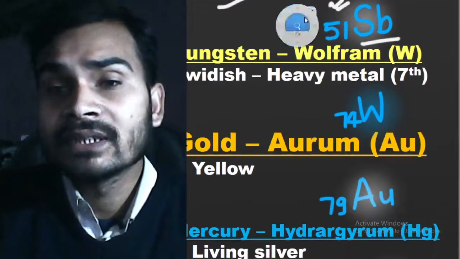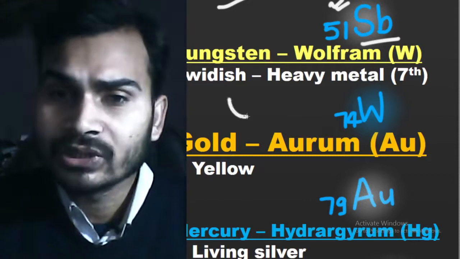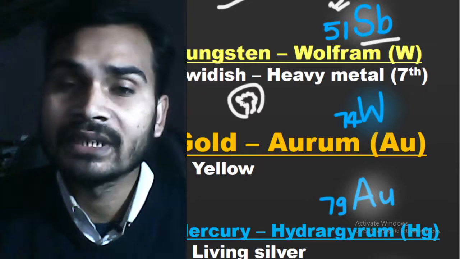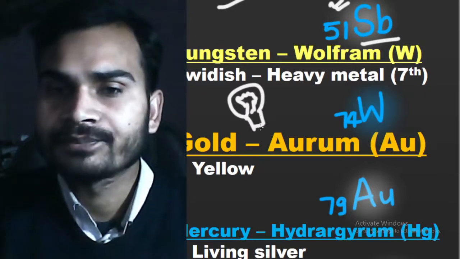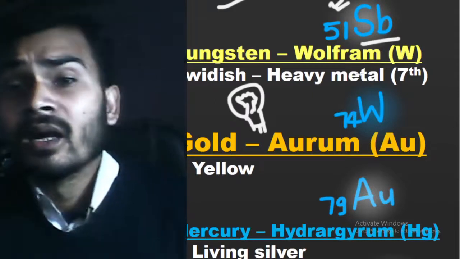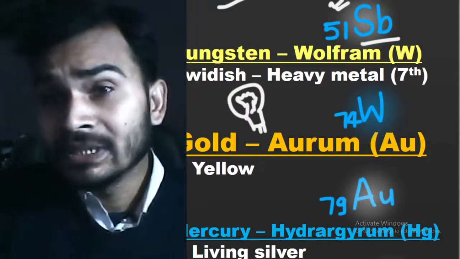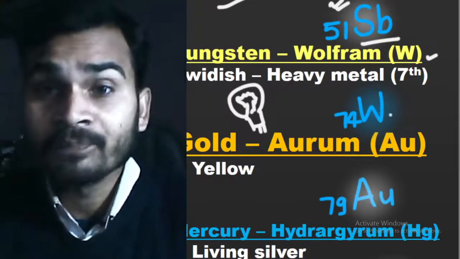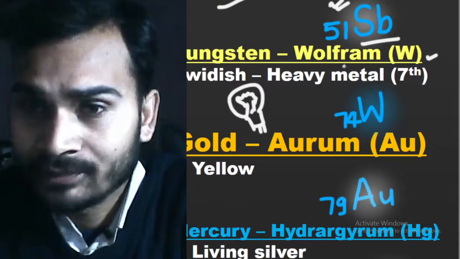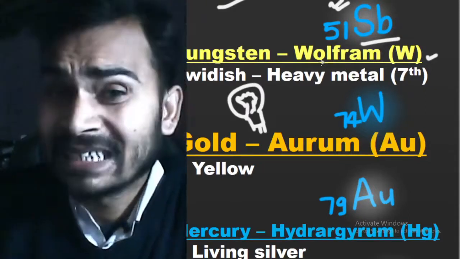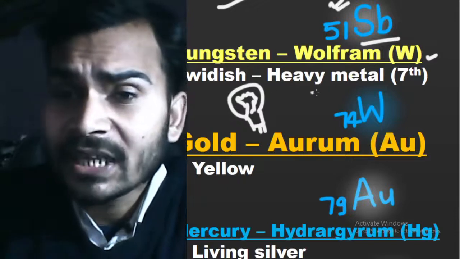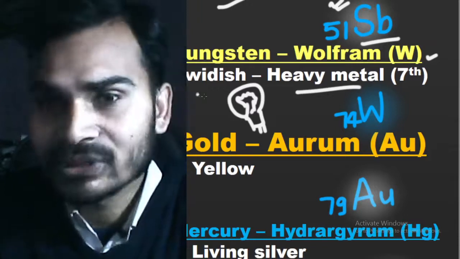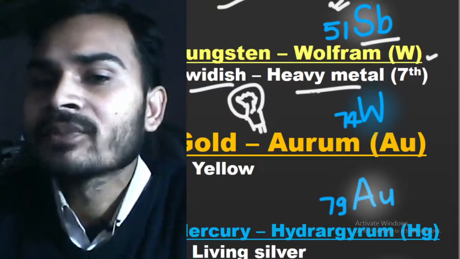The next one is tungsten. Tungsten is basically used in electric bulb filaments. So if you are asked which element is in an electric bulb filament, your answer would obviously be tungsten. Tungsten's symbol should start with T, but it does not. It starts with capital W. Why? Because the word is wolfram. Wolfram is the word from which the symbol is taken for tungsten. Wolfram means heavy metal. Wolfram is a word taken from the Swedish language, and its literal meaning is heavy metal.